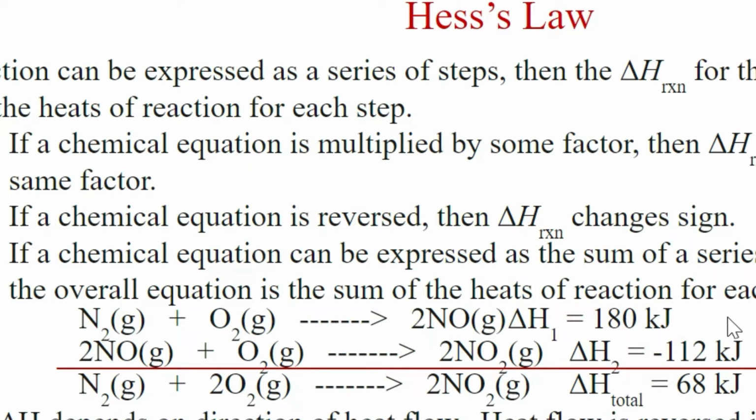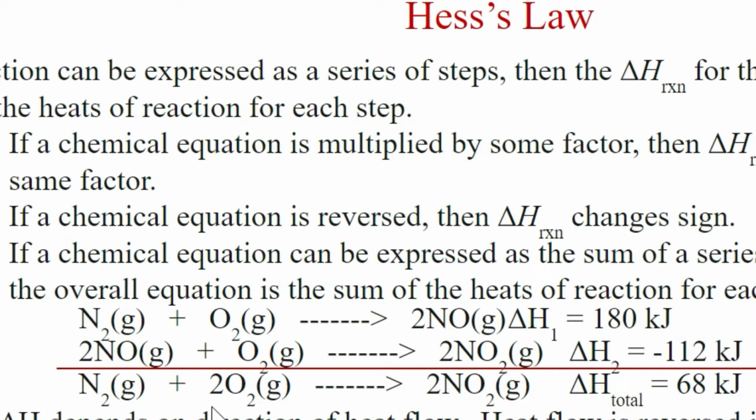So let's say we have two steps here. We have N2 plus O2 gives me 2NO, and the enthalpy for this reaction is 180 kilojoules. And we have a second reaction in which NO plus O2 gives me NO2, and the enthalpy for this reaction is negative 112 kilojoules. Our final reaction makes NO2. This is what we're talking about when we're adding up equations. We're going to add up both my first and second equations to get this combined equation here.